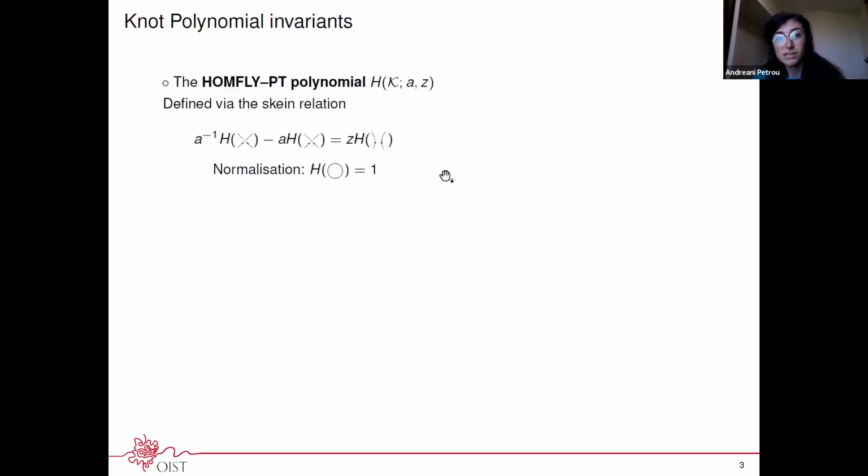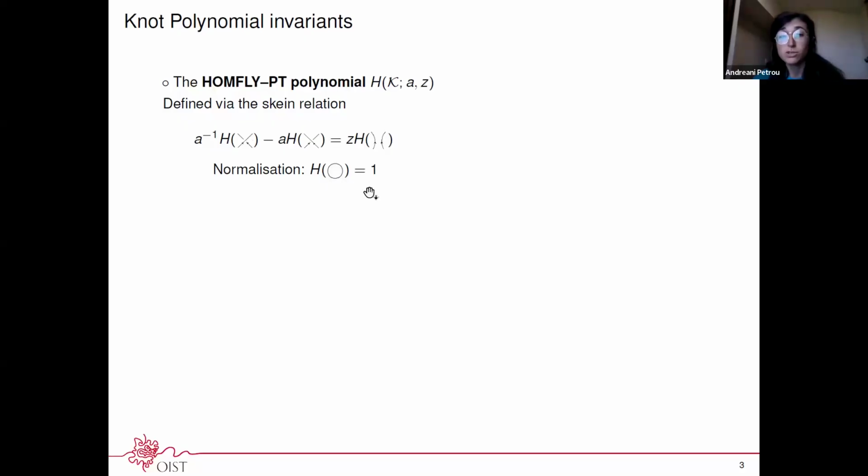And from the mathematical viewpoint, of course, we're interested in topological information that is encoded in knots. This is extracted using polynomial invariants, such as the HOMFLY polynomial, which we denote by h, and it's a two-variable polynomial that can be defined by this skein relation and the normalization condition that for the unknot it is equal to 1.